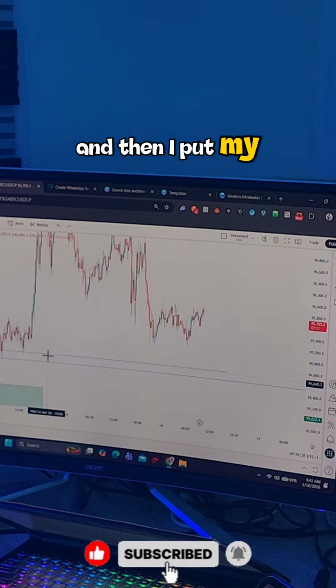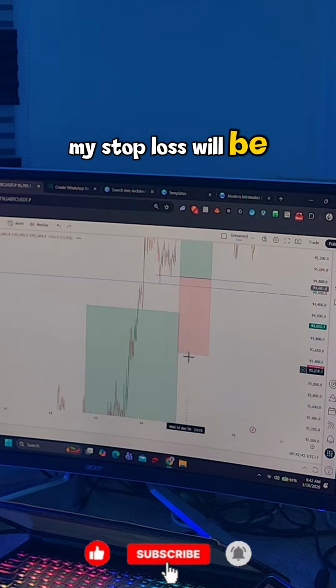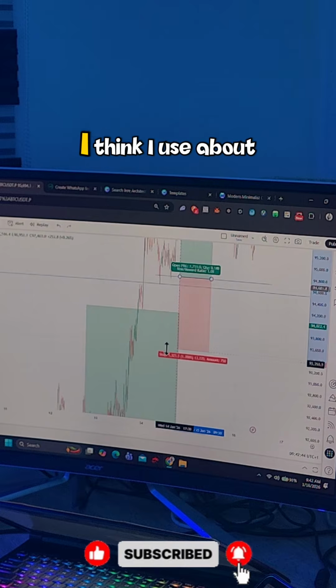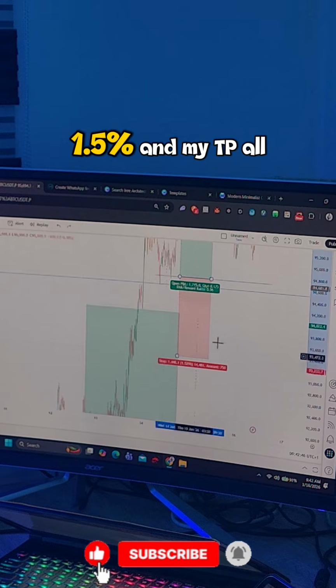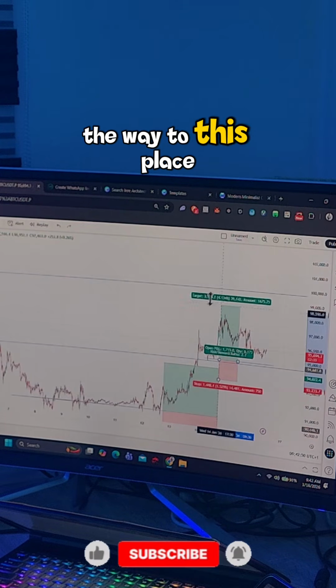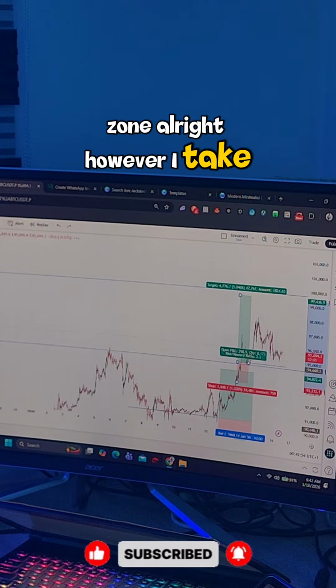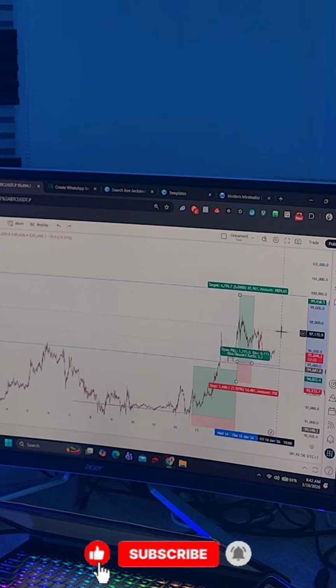Then I put my long position tool here. My stop loss will be below, away from the swing. I think I use about 1.5%, and my TP all the way to this place, which is the 99k zone.